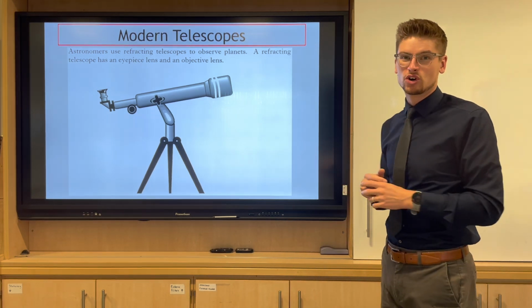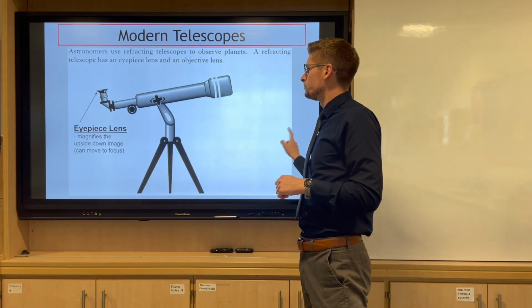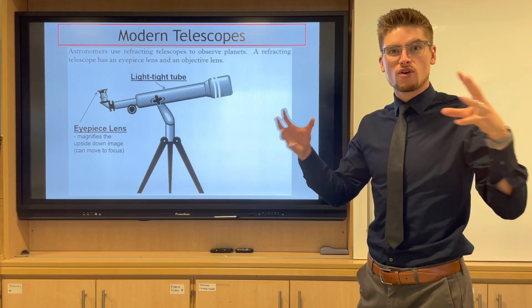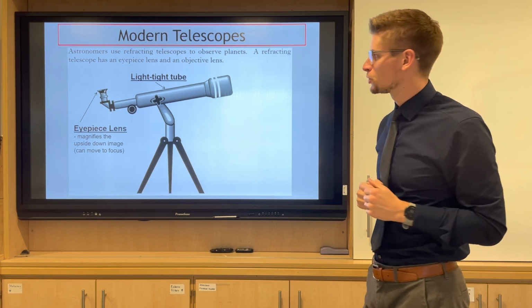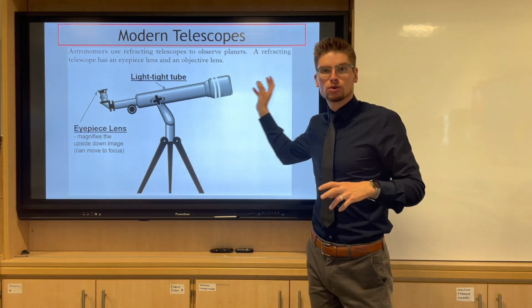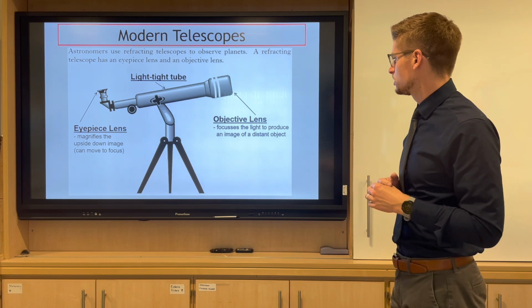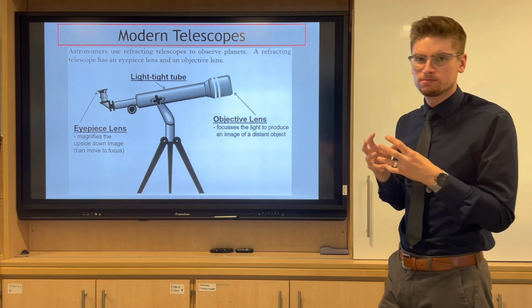And these ones are okay just to go out and have a wee look at some things. Now, we see that there's an eyepiece lens. That's the lens that we look into. A lens is just something that focuses light, and so we can see things from far away up close. We have this tube that the light goes through. And we have this thing called the objective lens, which focuses light to produce an image of a distant object, okay?